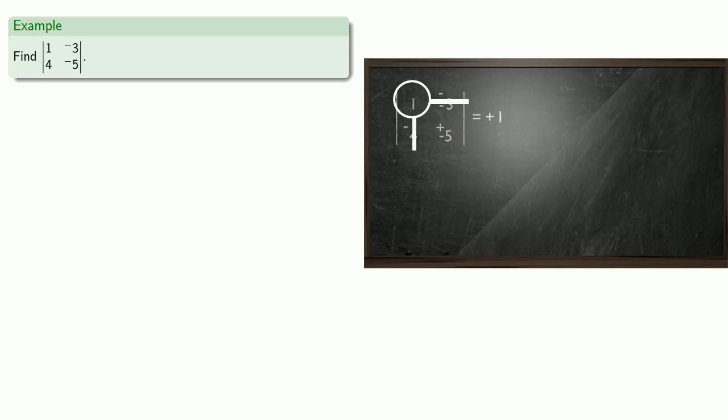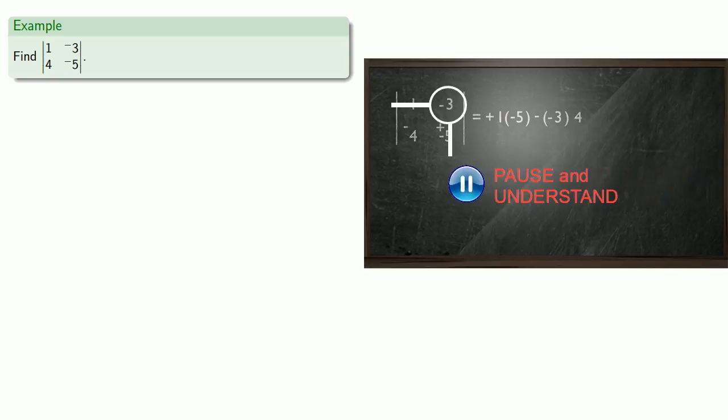Then we'll take the second entry in that first row along with its sign, cross out the row and column it was in to form the minor, and again, as a 1 by 1 matrix, the determinant is just the value of the entry itself. And then we can evaluate our products and sums to find the value of the determinant.